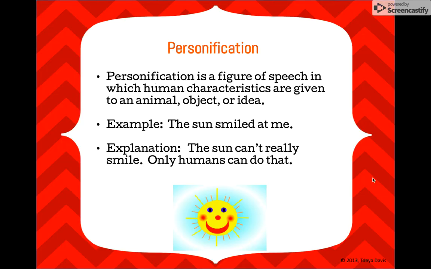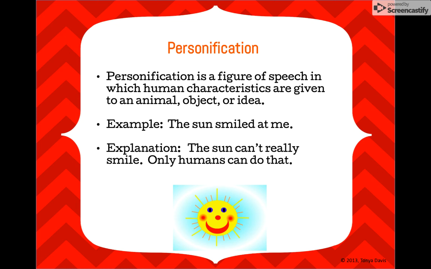Another type of figurative language is personification. Personification is a figure of speech in which human characteristics are given to an animal, object, or idea. So, example: the sun smiled at me. The sun can't really smile. Only humans can do that. So, what that is trying to say is that the sun shone down on me. That is what the sun smiled at me meant.